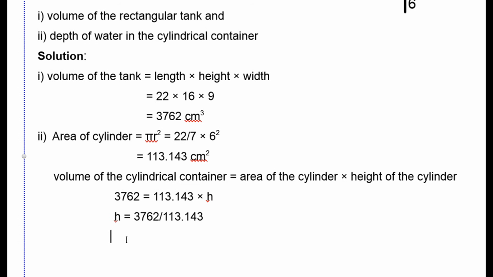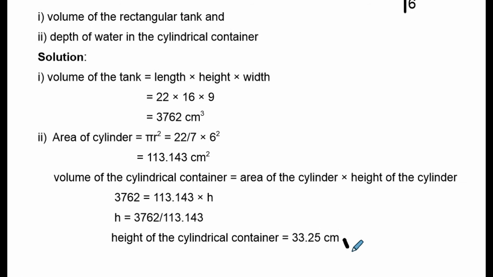Therefore the height of the cylindrical container equals 33.25 centimeters. So this is the volume of the rectangular tank, and this is the depth of the water in the cylindrical container.